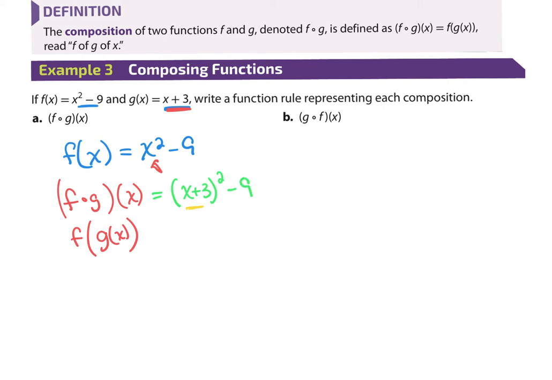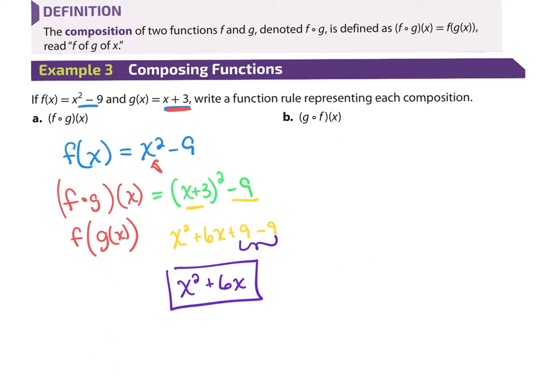This requires foiling, right? So I would have to FOIL that. It would say x squared plus 6x plus 9, and then I still have this minus 9. And I want to simplify, right? 9 minus 9 zeroes out. So I'm going to get x squared plus 6x when I plug it in like that. That would be my f of g.